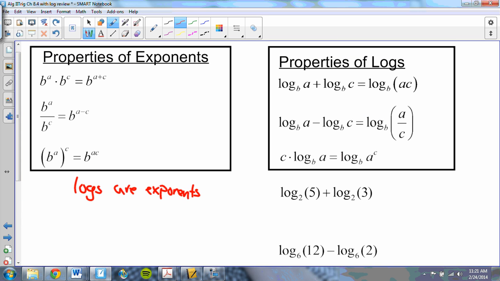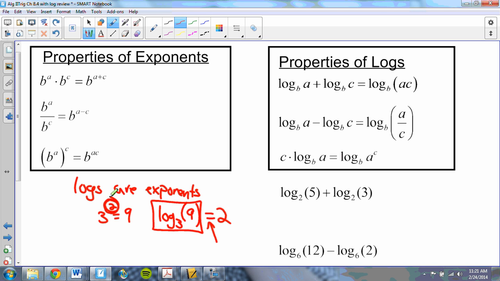If I have 3 to the second equals 9, well, that means that log base 3 of 9 equals 2. Well, here, this whole entire log is the exponent 2. The log is actually the exponent, which means that logs follow the same properties of exponents. And they're kind of written backwards.